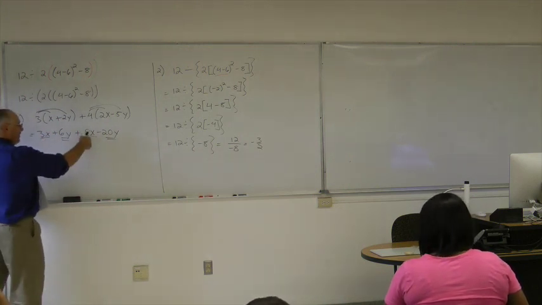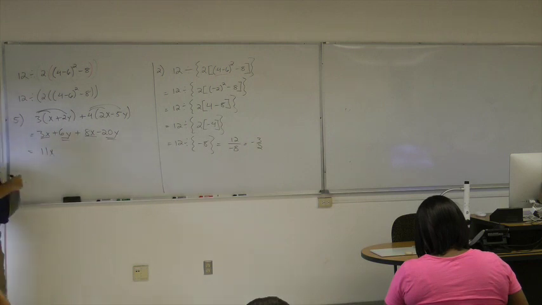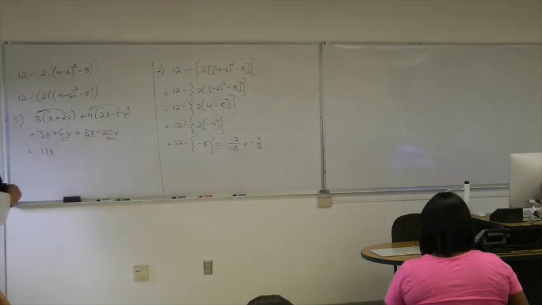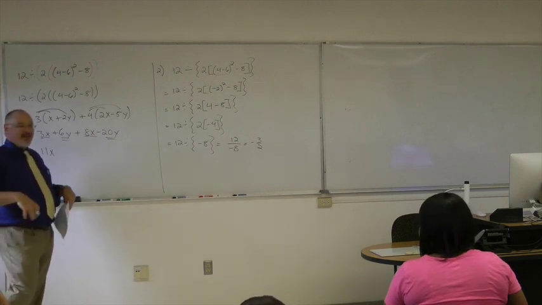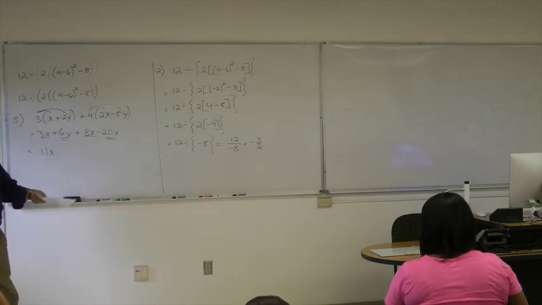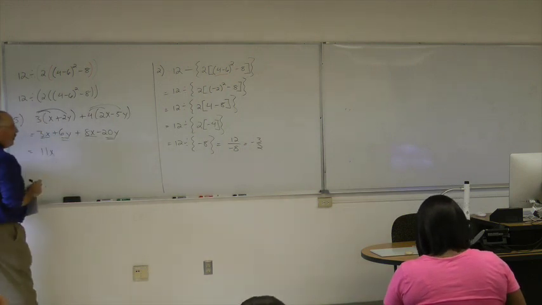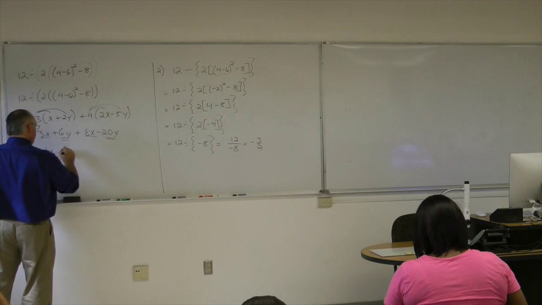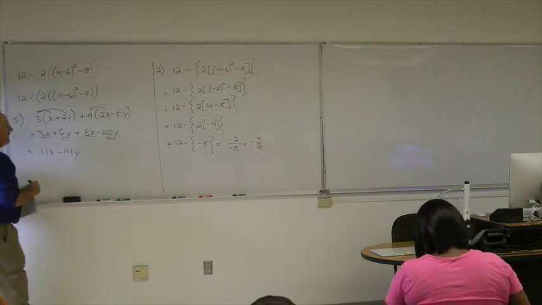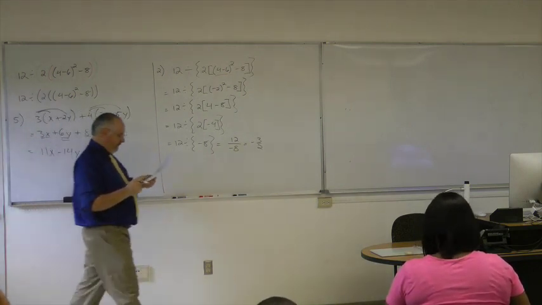So 3x plus 8x is 11x. Remember, think of these as objects, it's not x squared. 3 x's in one pocket, 8 x's in the other pocket, means you're walking around with 11 x's. And then 6y's minus 20y's, so 6 minus 20 is negative 14, and then the y.